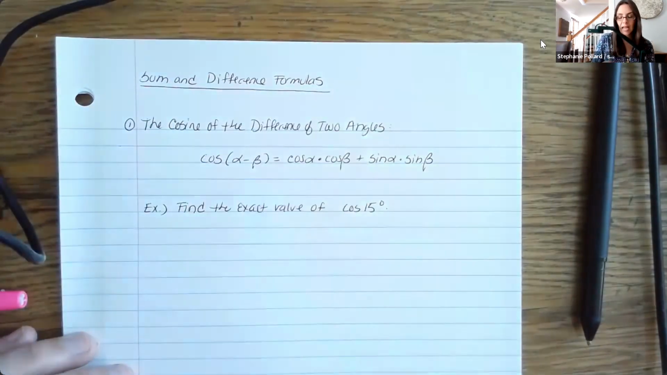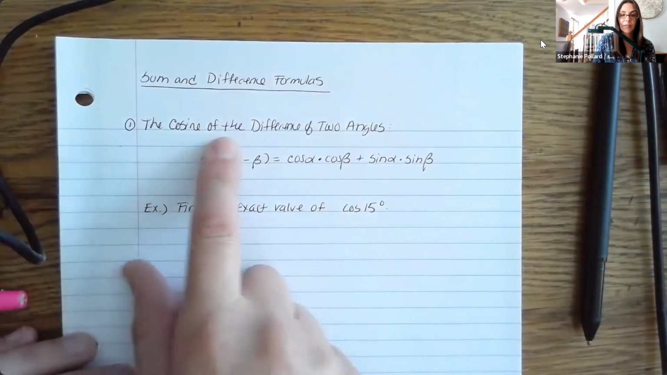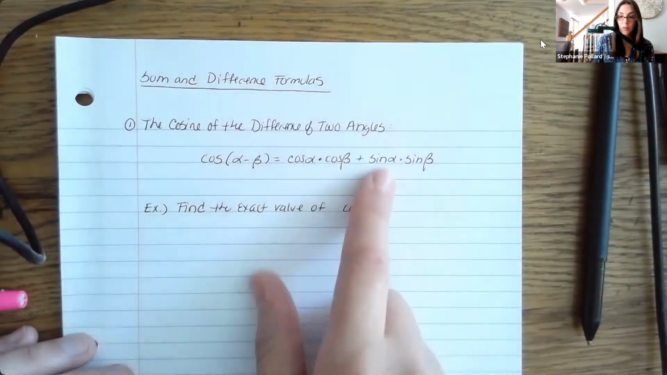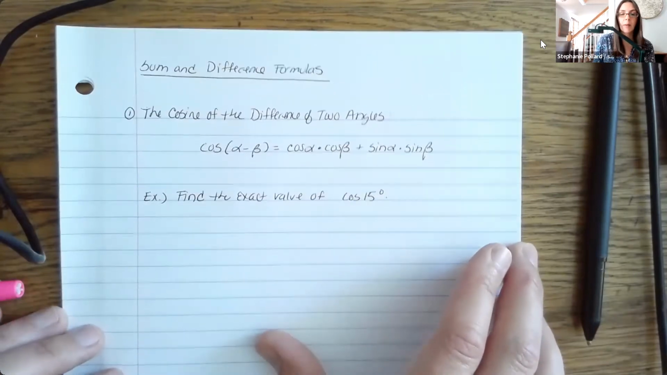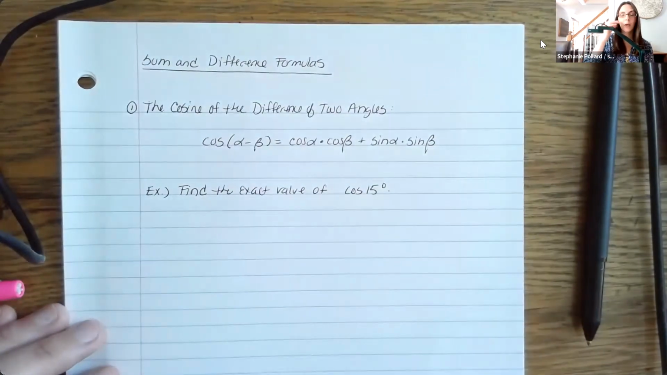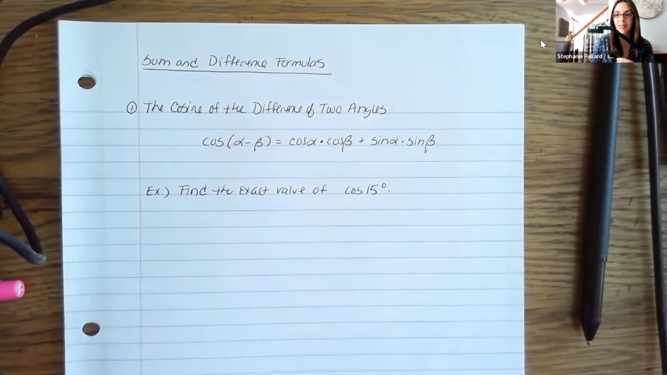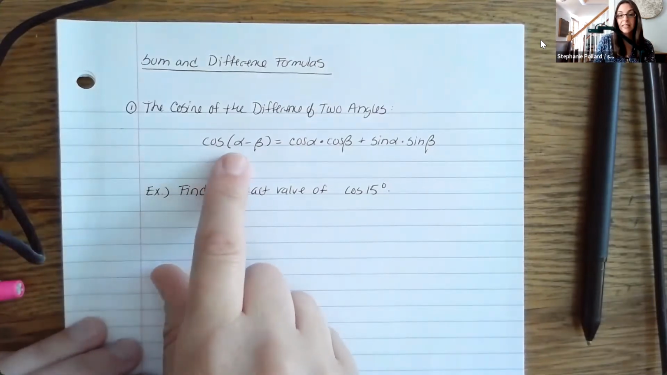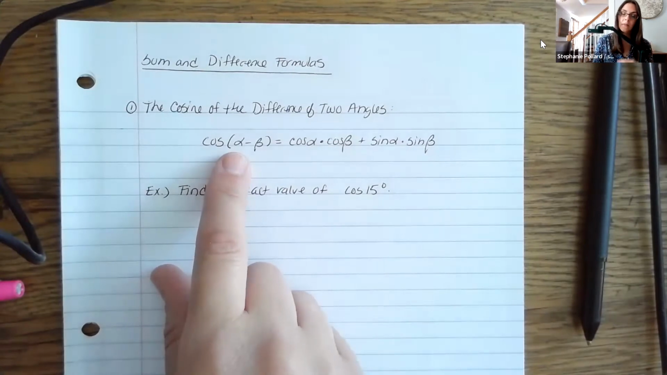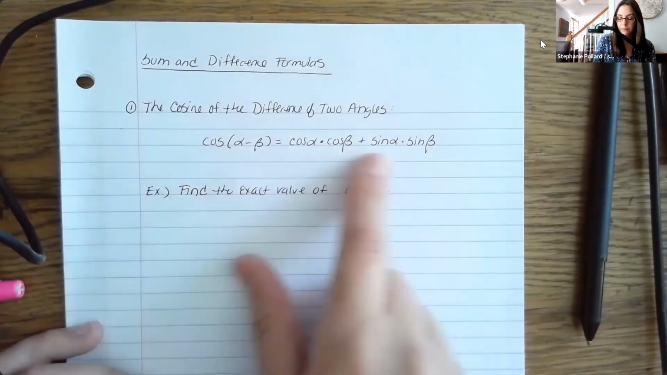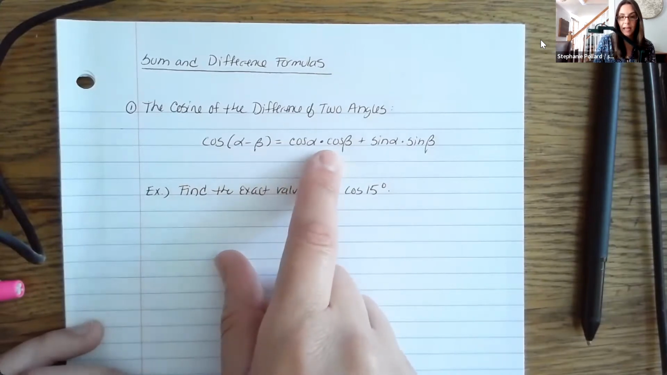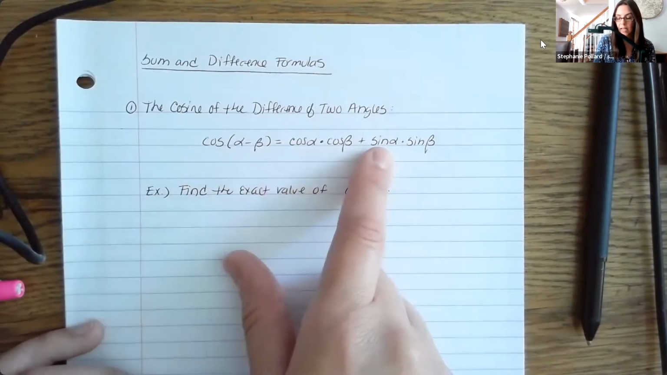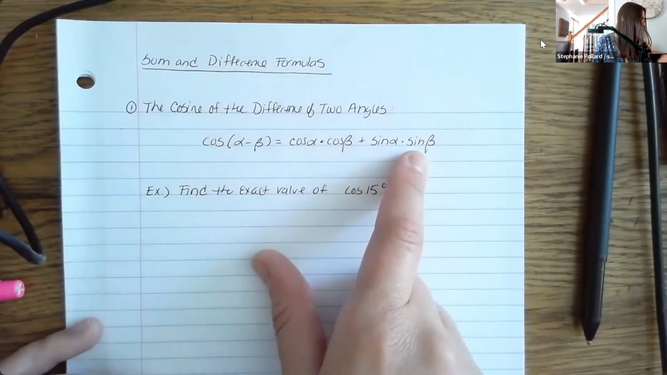The first one we're going to look at is the cosine of the difference of two angles. Now, I'll let you read through your text to see the proof for all of this. I want to jump right into the examples, but if you're interested, feel free to check that out, or you can even Google the proof and it will run through the steps for you. So here we're looking at the cosine of the difference, in this case, of two angles. And the formula for it is cosine of the first angle times cosine of the second angle plus sine of the first angle times sine of the second angle.